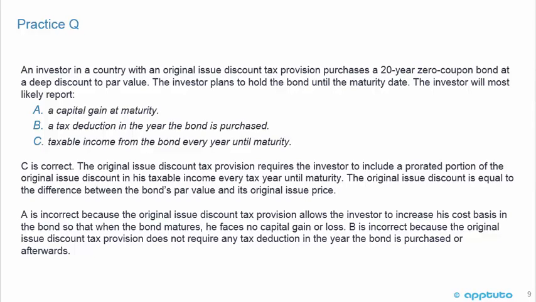A is incorrect because the original issue discount tax provision allows the investor to increase his cost basis in the bond so that when the bond matures, he faces no capital gain or loss. B is incorrect because the original issue discount tax provision does not require any tax deduction in the year the bond is purchased or afterwards.